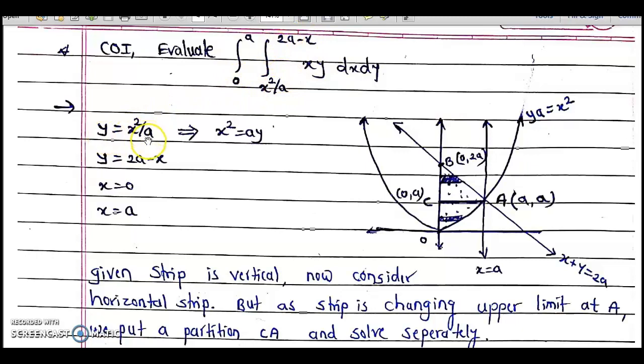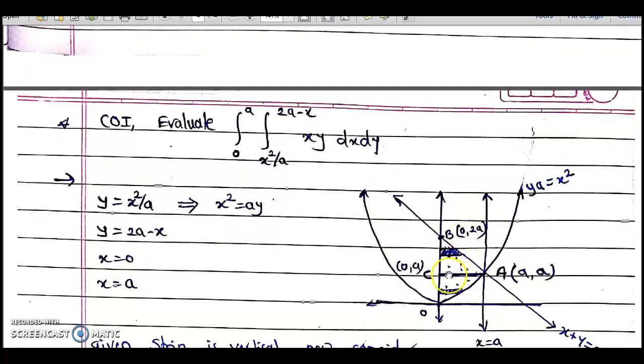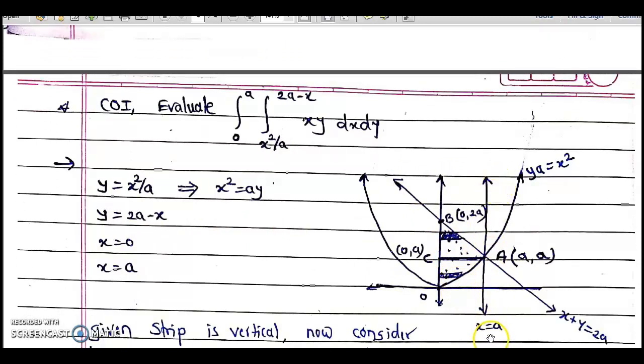So y equal to lower limit x square by a gives us x square is equal to ay. Upper limit y equal to 2a minus x, which is straight line. Then outer integral sign limits for x is equal to 0 and x equal to a. So 3 straight lines and 1 parabola. If we draw, we get this situation. Dotted region is nothing but area of integration. This is vertical line x is equal to a, parabola and straight line x plus y equal to 2a.